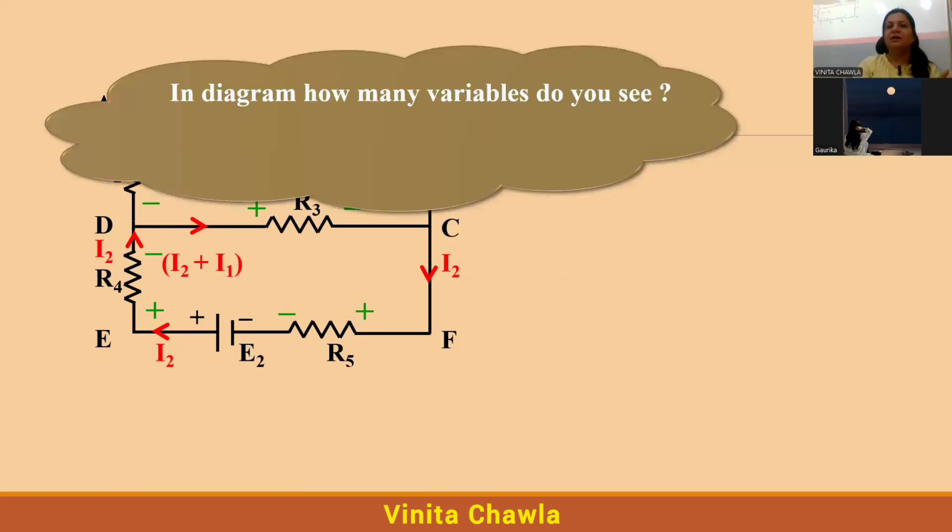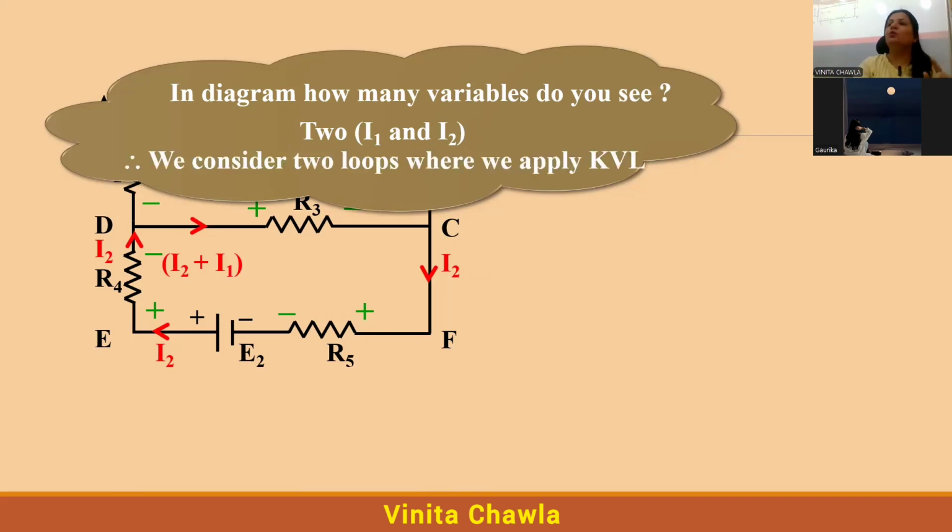Now, in the diagram, how many variables do you see? We have two values of current, I1 and I2. So we have two variables, I1 and I2, and we need two loops. A minimum of two loops is required for finding the values of I1 and I2. If we have three values of current, I1, I2, I3, then three loops are required. If we have four values of current, then four loops are required, because we need four different equations.